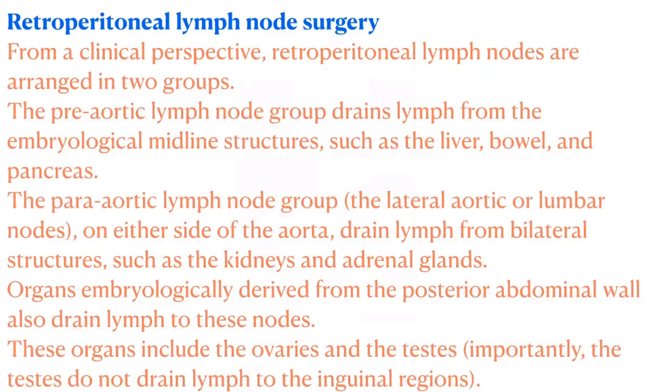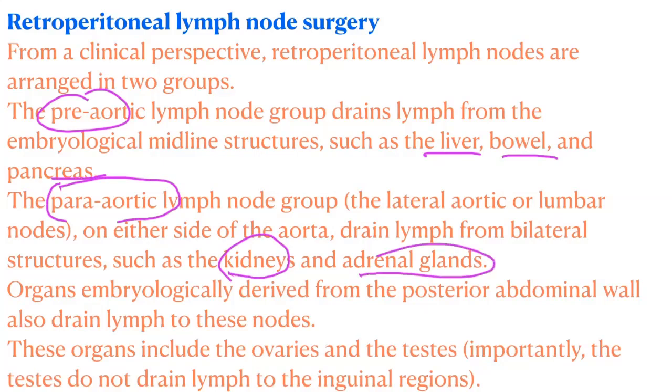Coming to the clinical anatomy, retroperitoneal lymph nodes, right? From a clinical perspective, retroperitoneal lymph nodes are arranged in two groups: pre-aortic, we have already seen this, and para-aortic. Pre-aortic drains lymph from embryological midline structures such as liver, bowels, and pancreas. Para-aortic, lateral or lumbar lymph nodes, either side of the aorta, drain lymph from bilateral structures such as kidneys, adrenal glands, and also from ovaries and testes.